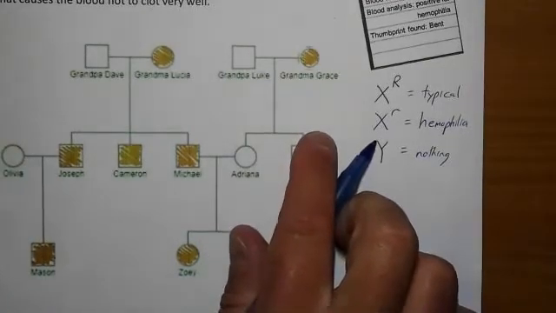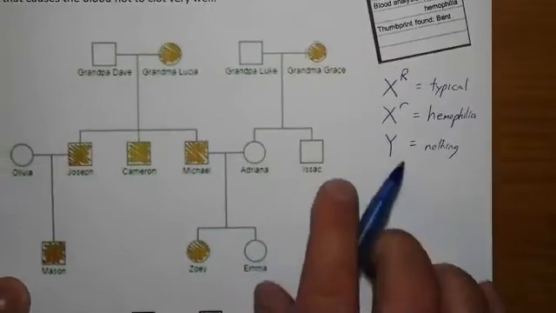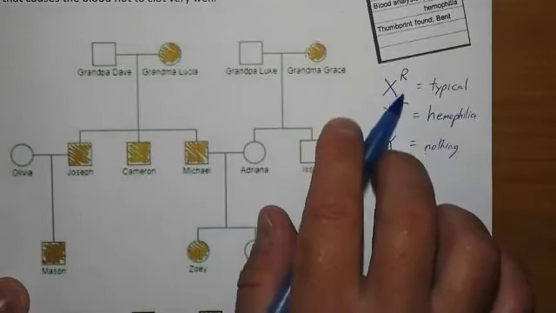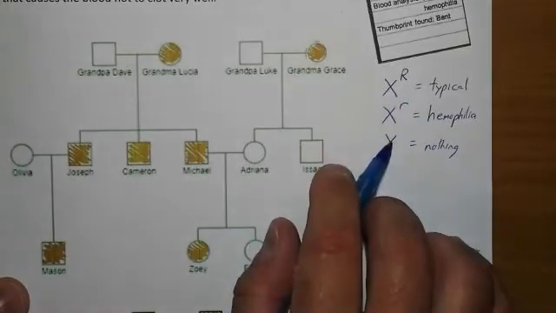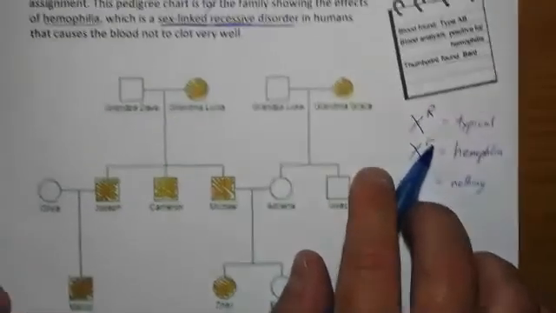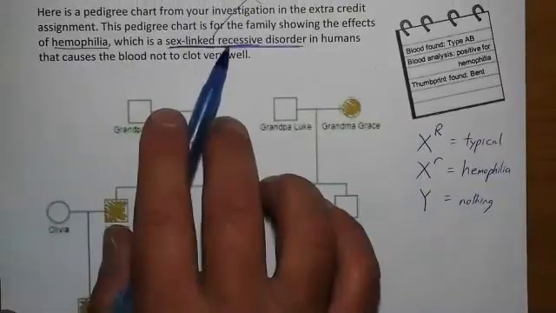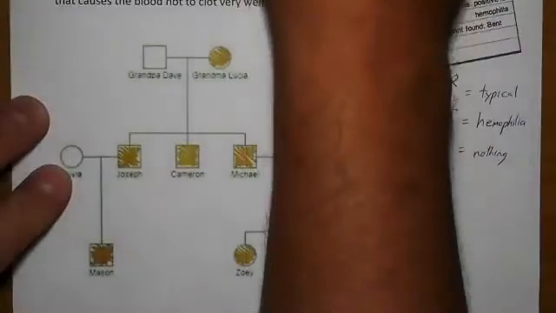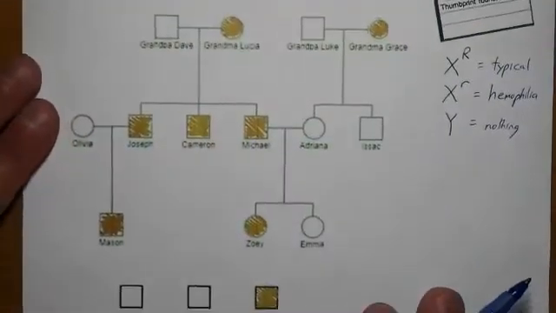Okay. So we're dealing with a sex-linked trait. That's why we had to have the X's and the Y's. And then the capital and the lowercase go on the X. Nothing goes on the Y. And the reason we knew hemophilia was with the lowercase is because it told us hemophilia is recessive. Recessive means lowercase. Okay, so let's go look at the pedigree for this family.